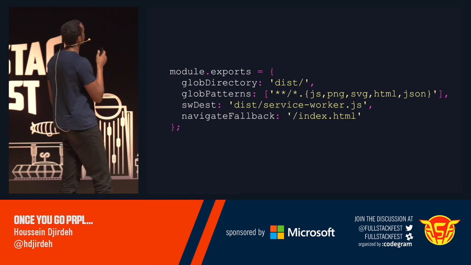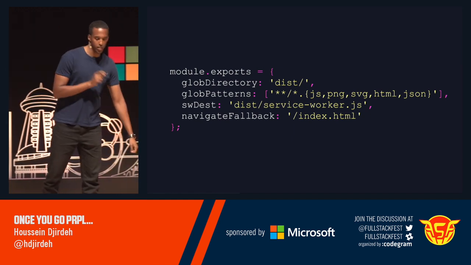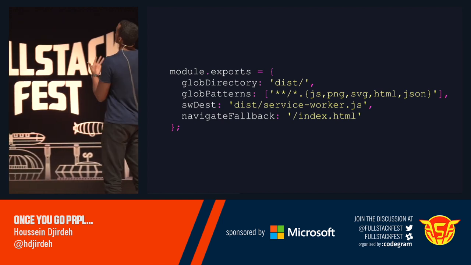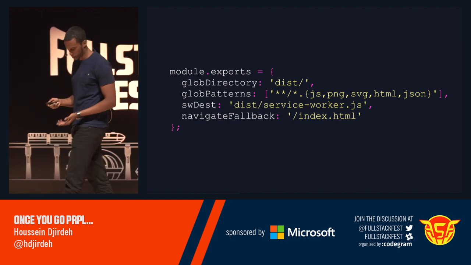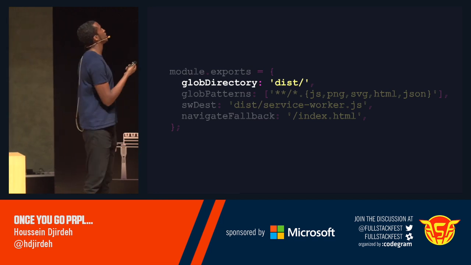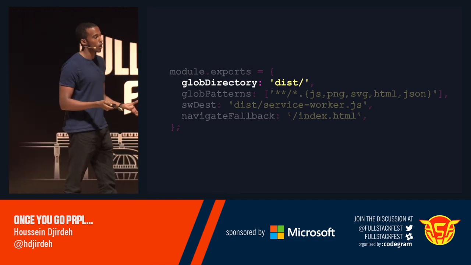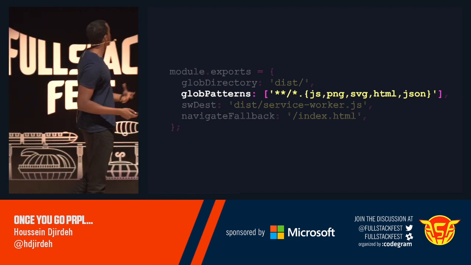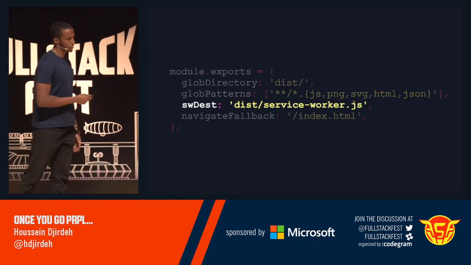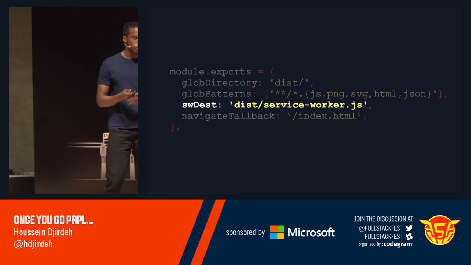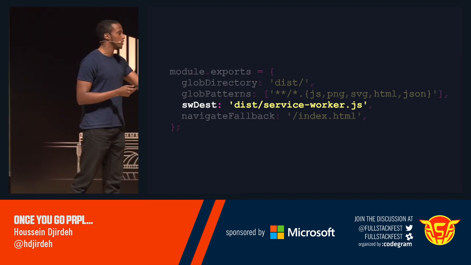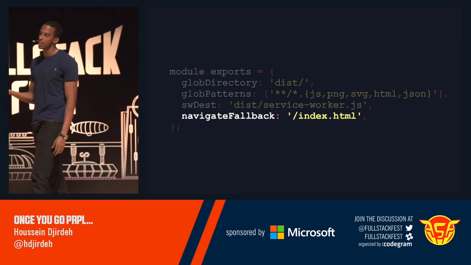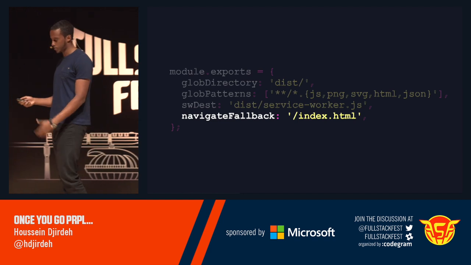So remember how the very last question when you ran that generate SW command said, hey, do you want to save these settings to a file? This is the sort of file you see. It's a very simple exports object. Glob directory is essentially where your actual project lives. Glob patterns defines what type of files you want to cache. SWDest is where you want to save your service worker file. You most likely want to save it where your project is being deployed. A navigate fallback is useful if you're building a single page application in order to say where your index.html is.